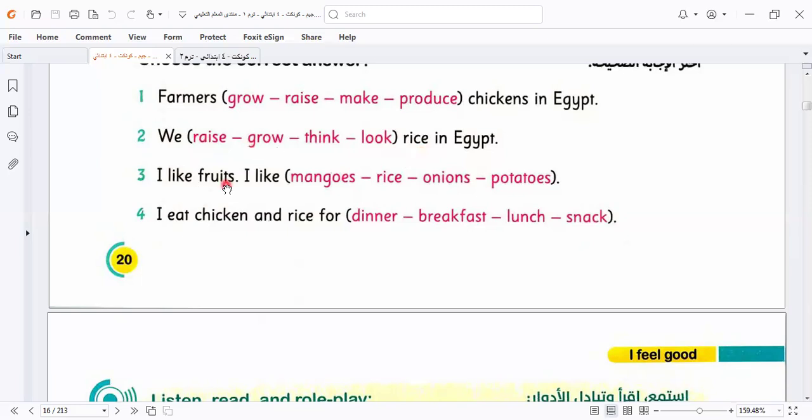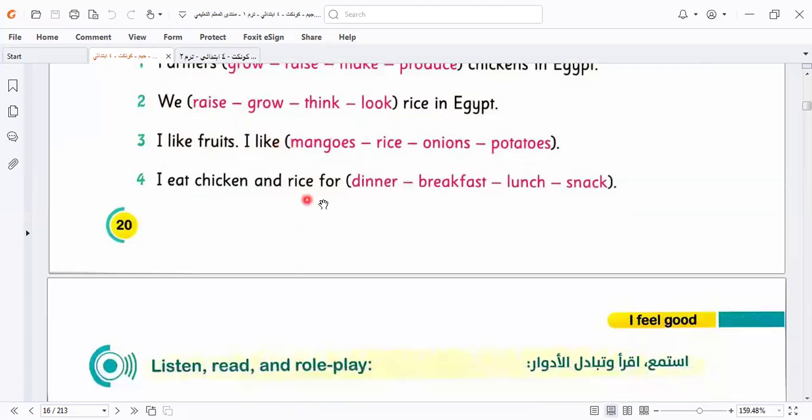I like fruits. Fruits here means fruits like apples, oranges, and so on. Rice is a fruit? Wrong. Onions, fruits? Wrong. Potatoes, fruits? Wrong. So it will be mangoes. I like fruit, so I like mangoes.